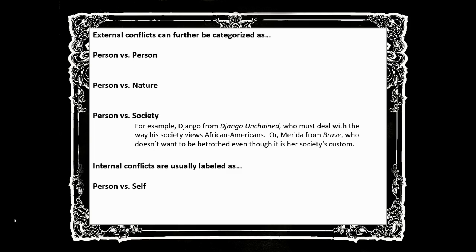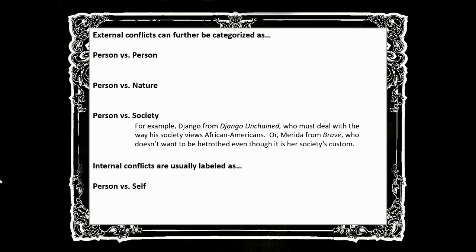And it's about an African American character who is moving through the world in the 1800s in America, and either slavery is still in practice or it's very soon after slavery had been abolished or been made illegal. So you have this black character who is going through society, and he must deal with the way his society views black people, right, or African Americans.